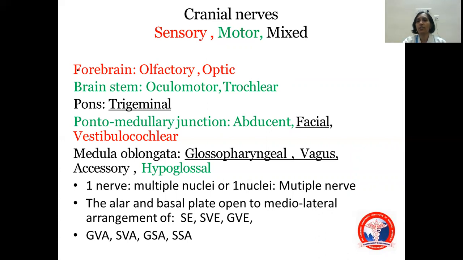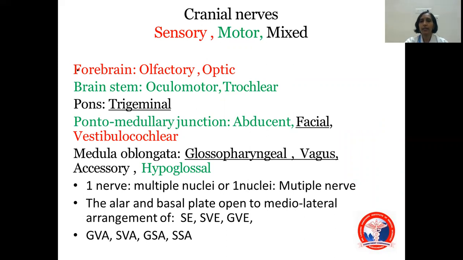At the pontomedullary junction, we have from medial to lateral side origin of 6th, 7th and the 8th cranial nerve, whereas from the medulla oblongata arise the 9th, 10th, 11th and the 12th cranial nerves. As these cranial nerves are being formed from the nuclei in the brainstem, a single nerve may receive fibers from multiple nuclei, which is especially true in the case of the mixed cranial nerves, whereas one cranial nucleus may give fibers to multiple nerves.